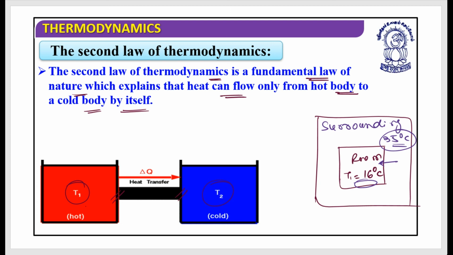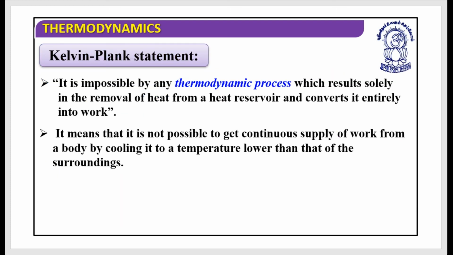And from this we have two statements. One is known as the Kelvin and Planck statement. According to the Kelvin Planck statement, it is impossible by any thermodynamic process to result solely in the removal of heat from a heat reservoir and convert it entirely into work. This is the Kelvin Planck statement: it is not possible to convert a complete amount of heat energy that has been taken from the source into work.